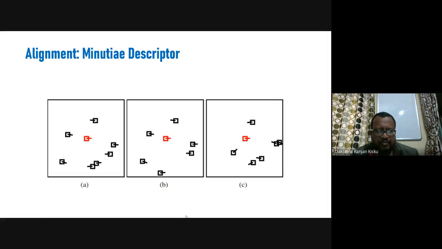Now we can get the proximity by multiplying the percentage of paired minutiae points in both images. What does this mean? We write 6 by 8 in the case of figure A and 6 by 7 in the case of figure B. That means 6 by 8 into 6 by 7, which will be multiplied. So we get some proximity.